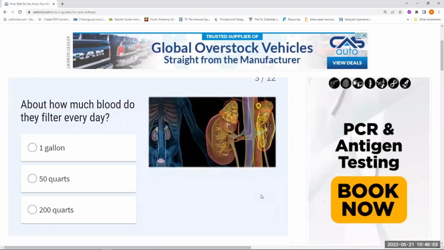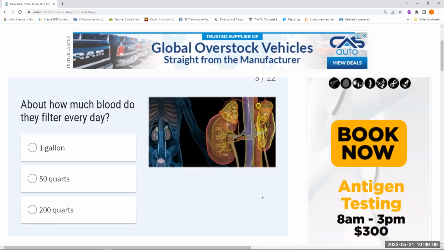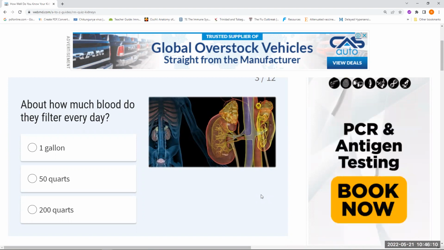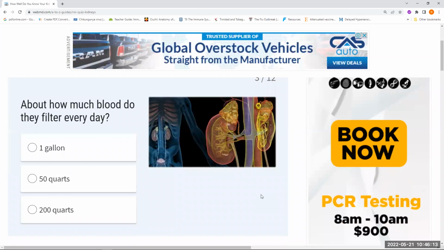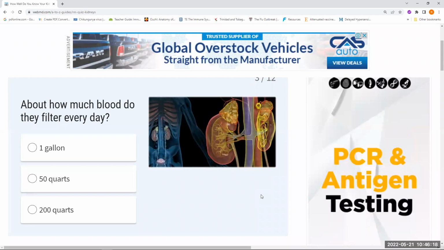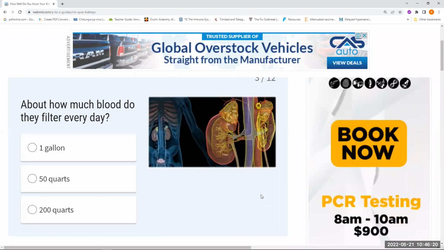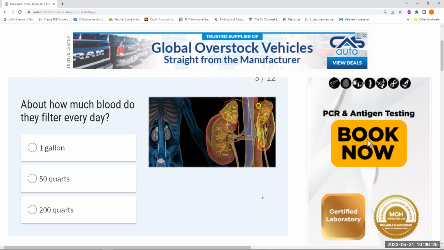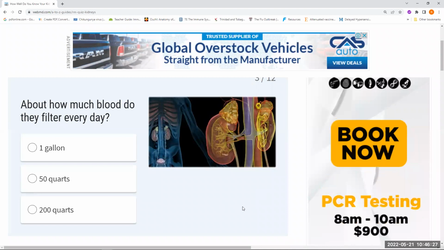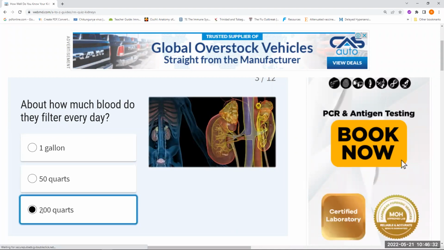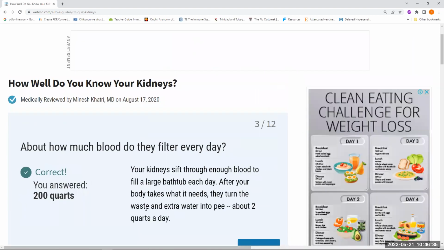Let's see if we could get 12 unique people to answer. How much blood do you filter every day? Thanks to the two persons who answered previously. Let's see if we could get some new people. How much blood do you think you filter every day? Kieran, go ahead. One gallon, sir. 200 quarts is the answer.